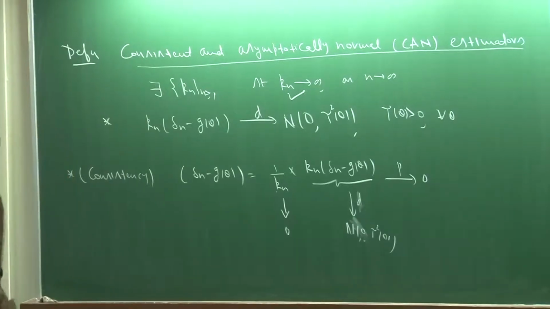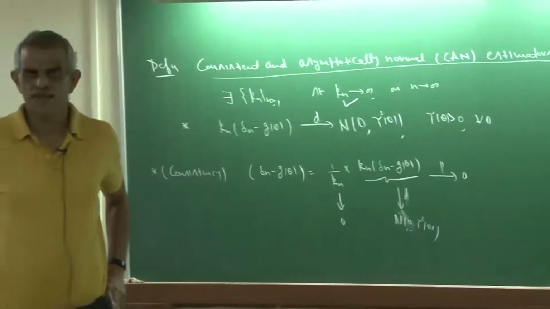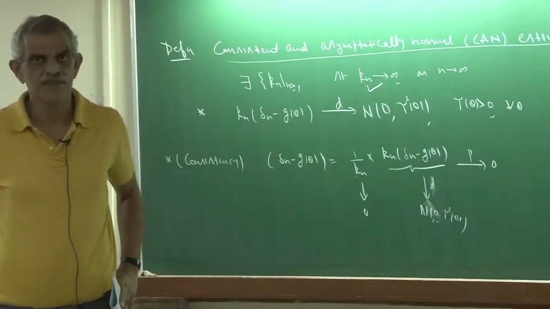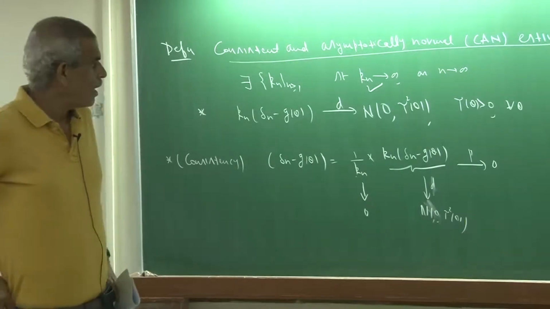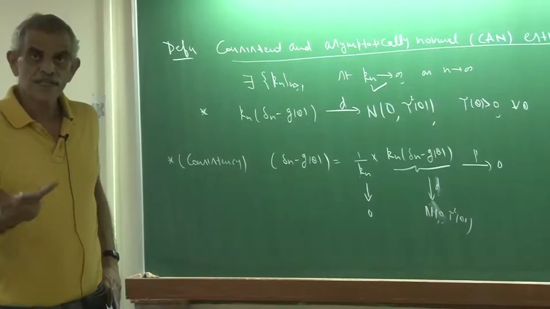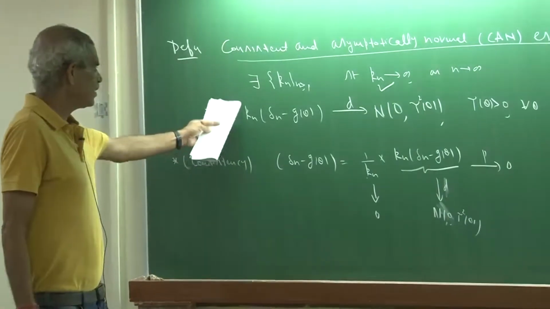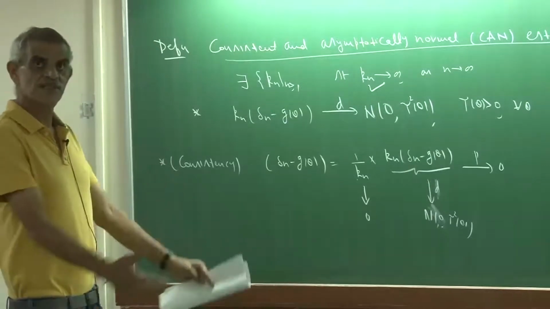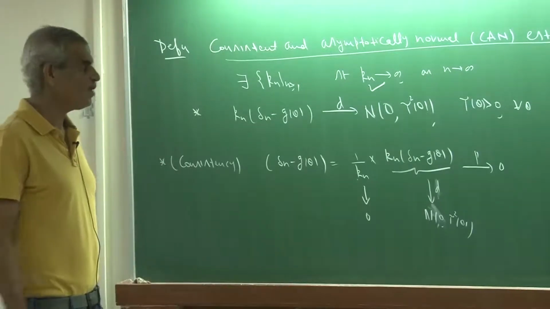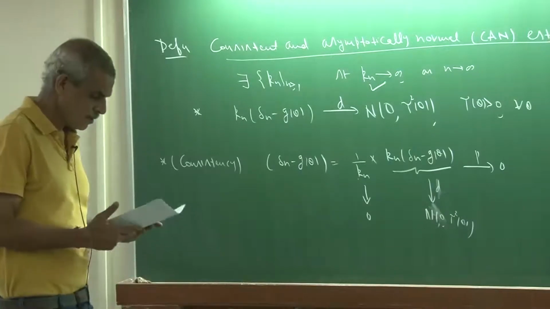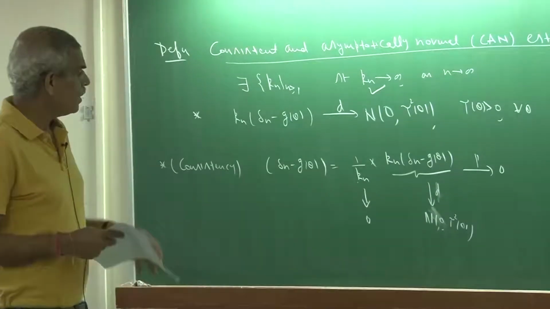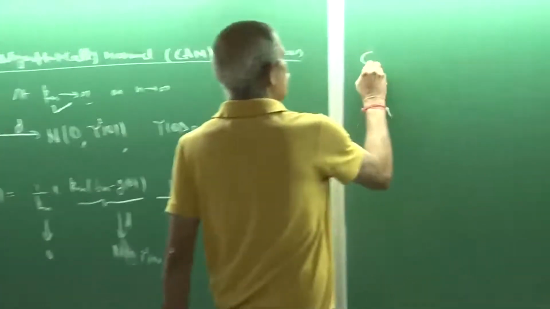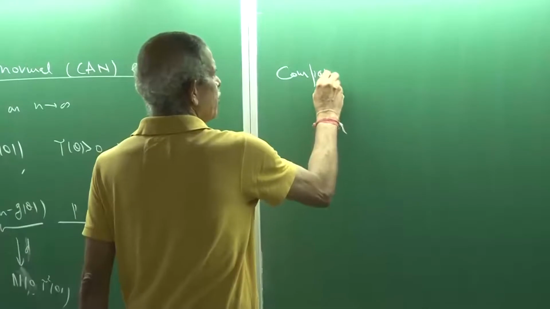So wherever I use x bar as estimator, x bar is consistent and asymptotically normal for the population mean. Because of the central limit theorem, I know that root n times x bar minus theta goes in distribution to normal 0, 1, or normal 0, sigma square. So that means CAN estimators can be compared.